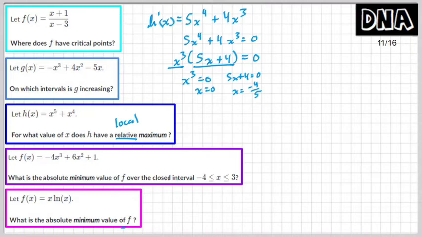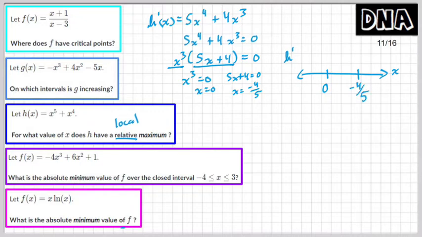But we want to know where we have a relative max. Okay, so here's my sign line graph that I gave to you guys before, and I'm going to make this for h prime. So this is the h prime, this is the x-axis. We have two numbers here. We have 0 and we have negative 4 over 5.